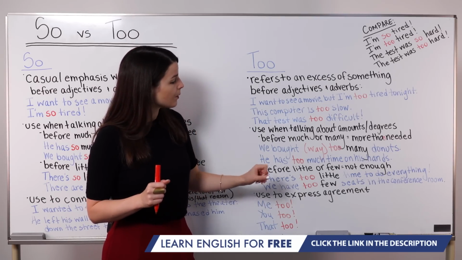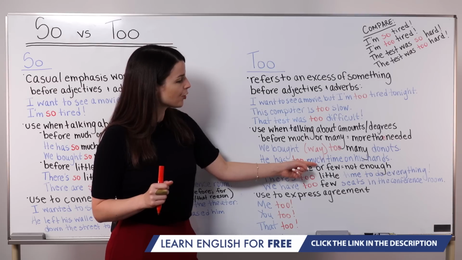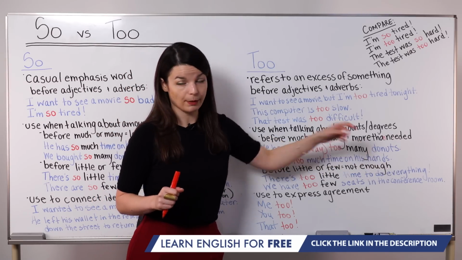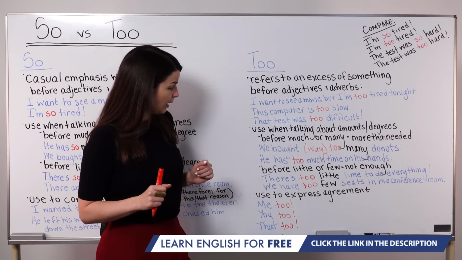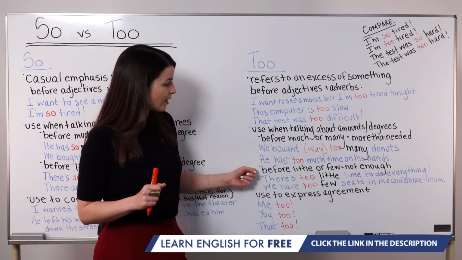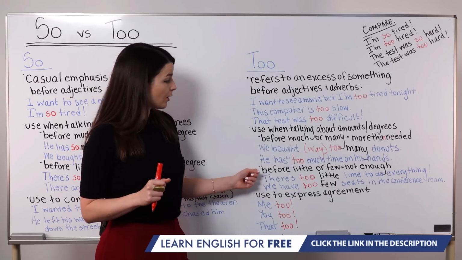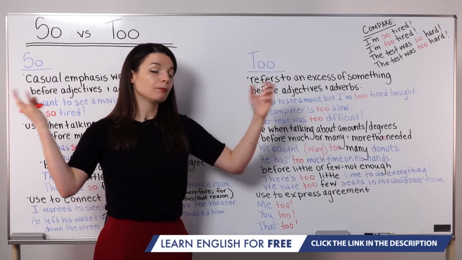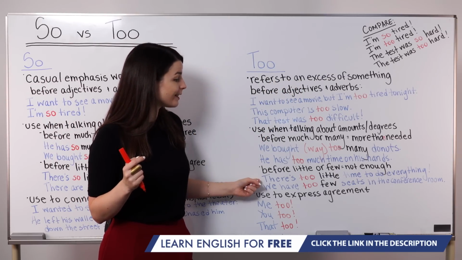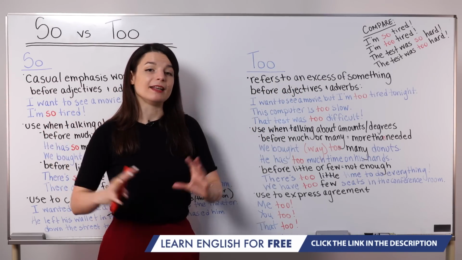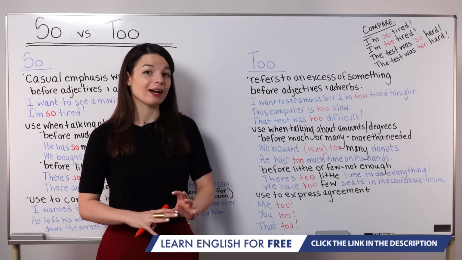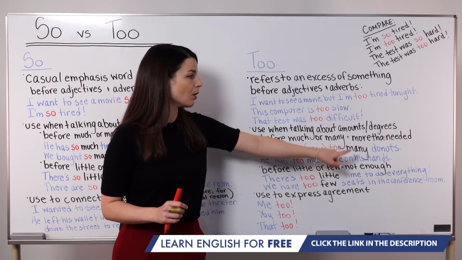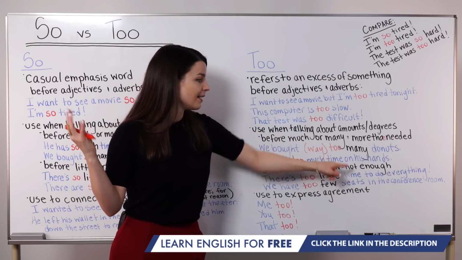You'll also notice that we're following the same much plus uncountable noun, many plus countable noun pattern here. All right, then let's continue to using it with little or few. When we use it with much or many, it means more than needed. But when we use it before little or few, it means not enough. So you'll see that both of these have a negative feel, more than needed and not enough.